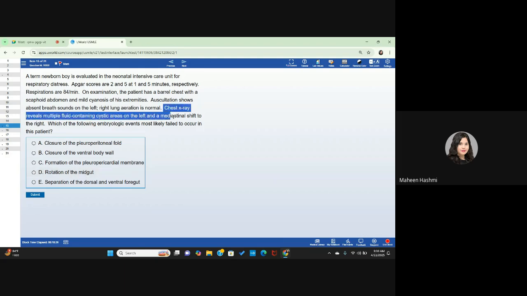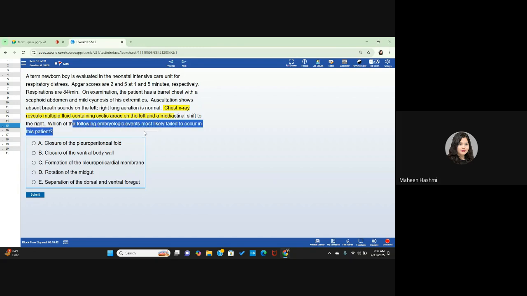All right, chest X-ray reveals multiple fluid-containing cystic areas to the left and a mediastinal shift to the right. Which of the following embryological events most likely fails to occur in this patient? So we have a newborn boy in the NICU, and the Apgar scores were 2 and 5. On examination, the patient has a barrel chest with a scaphoid abdomen. Talking about congenital diaphragmatic hernia.